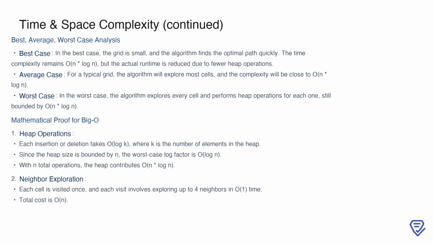Let's break down the performance of the algorithm under different scenarios. In the best case, the grid is small, and the algorithm quickly identifies the optimal path. While the time complexity remains O(n * log n), the actual runtime is reduced because there are fewer heap operations. In an average case scenario, such as a typical grid, the algorithm explores most of the cells, so the runtime is close to O(n * log n). Finally, in the worst case, the algorithm must explore every single cell in the grid and perform heap operations for each one.